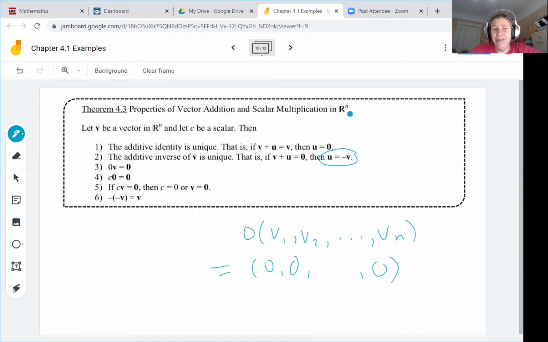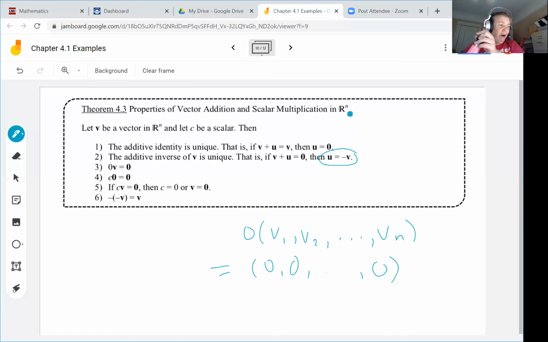Property 4 is if you've got a scalar multiple times the 0 vector, that's still going to be 0 because in each component you're going to have that scalar times 0, which is still going to give you 0 in each component. Property 5, if the scalar times vector v equals 0, then it must be either the scalar equals 0 or the vector equals 0. So this is like a vector version of what you might have called the zero product property back in algebra.